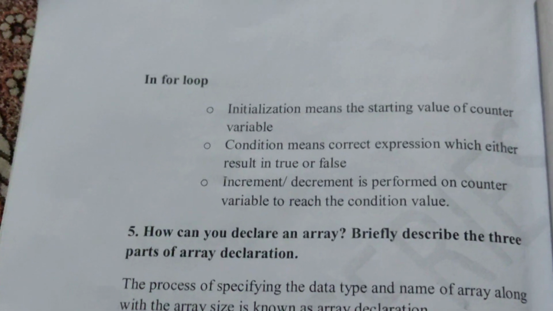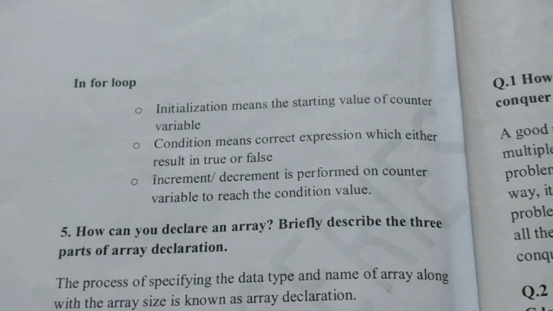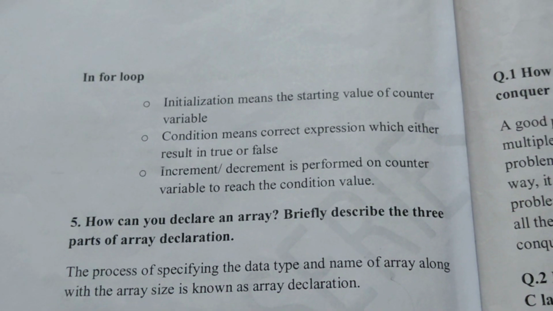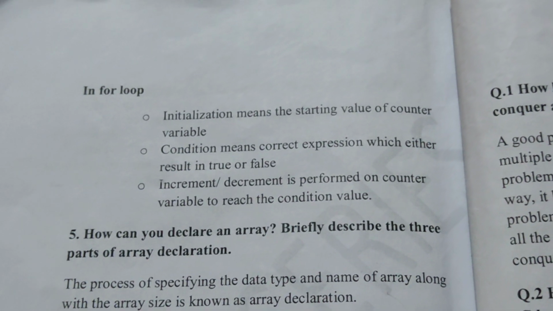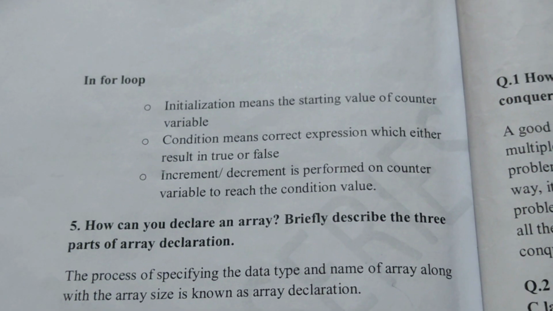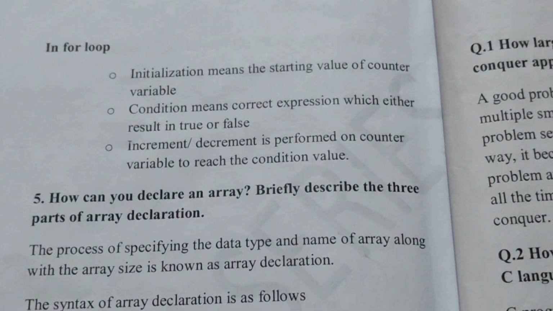So here we have a for loop. Initialization means the starting value of the counter variable. Condition means an expression which results in either true or false. Increment/decrement is performed on the counter variable to reach the condition value.